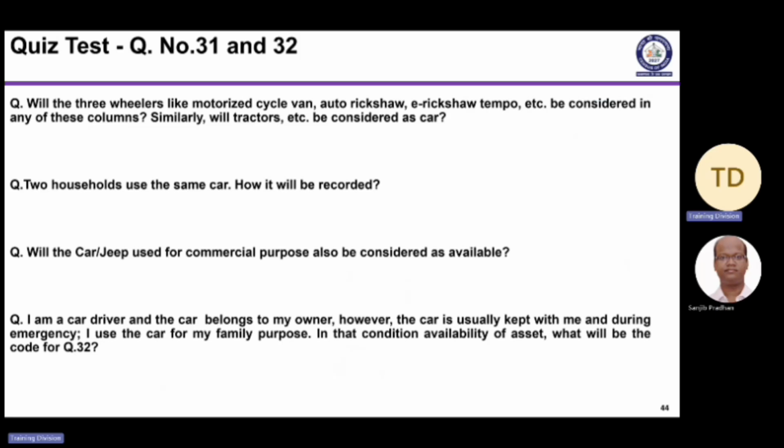So these are the questions. First question: auto rickshaw, e-rickshaw, tempo, etc. Will it be considered as any of these columns?